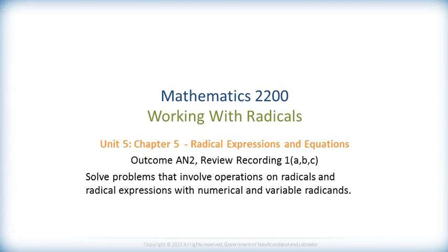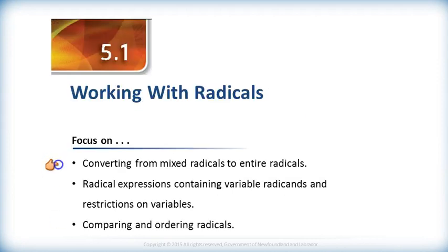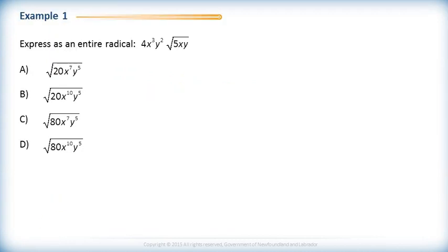Welcome to Review Recording 1A, B, C to accompany instructional recordings 1A, 1B, and 1C for Section 5.1, Unit 5, Chapter 5 of Mathematics 2200. We'll do examples about converting from mixed radicals to entire radicals, radical expressions containing variable radicands and the restrictions, comparing and ordering radicals.